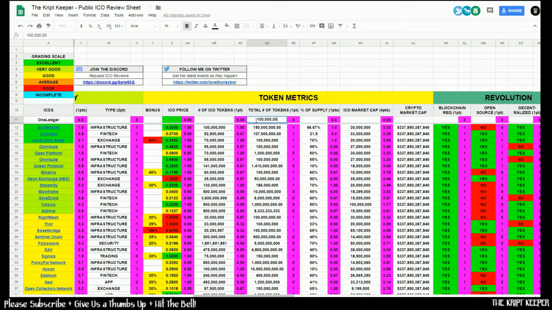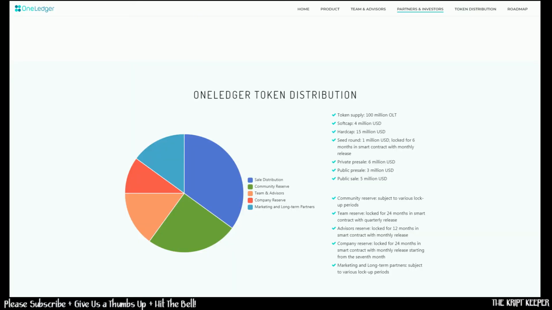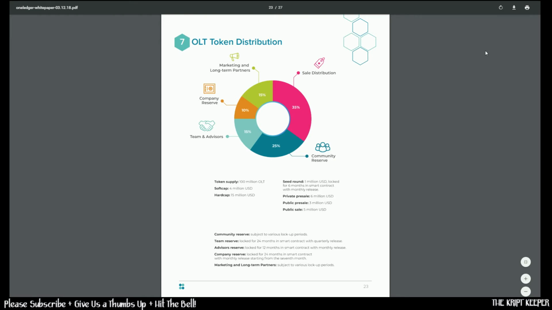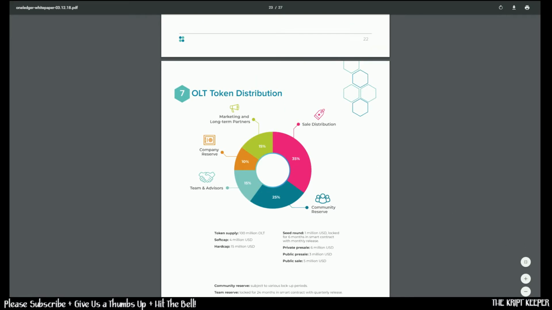100 million total coins available, and we had a hard cap of 15 million. Okay, so we should be able to go ahead and figure out the amounts of coins that will be available in the ICO. If we just go to the white paper here, look, I have scrolled down, found the section on the OLT token distribution. It is a great white paper.